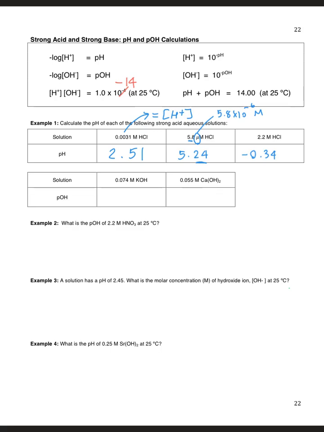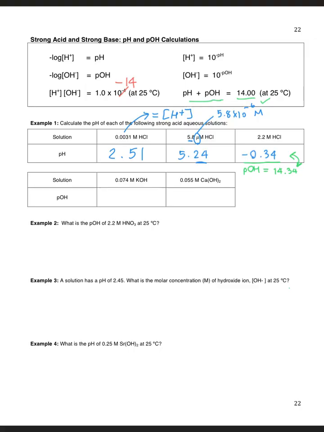And again, because pH and pOH are constrained by the 14, if the pH of 2.2 molar hydrochloric acid is negative 0.34, that means the pOH for this solution would equal 14.34, because as long as these two add up together to give 14, these two values are correct.